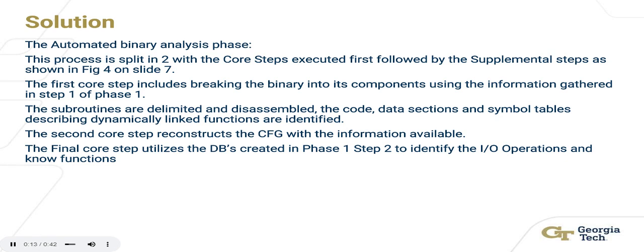The first core step includes breaking the binary into its components using the information gathered in Step 1 of Phase 1. The subroutines are delimited and disassembled, and the code, data sections and symbol tables describing dynamically linked functions are identified. The second core step reconstructs the control flow graph with the information available. The final core step utilizes the DBs created in Phase 1 Step 2 to identify the I/O operations and the known functions.